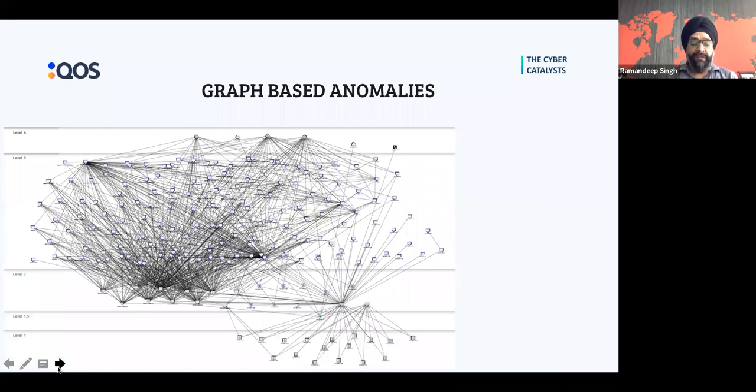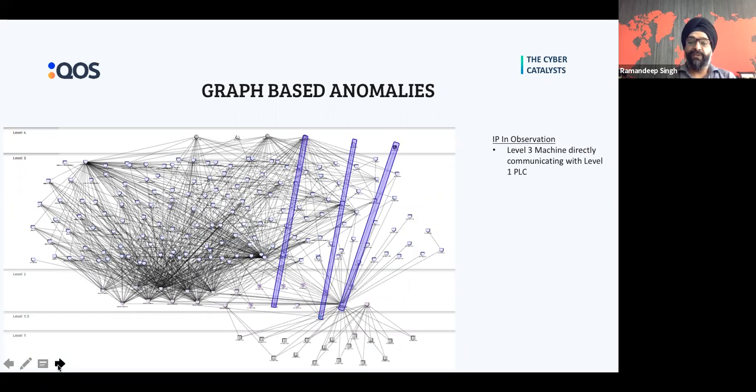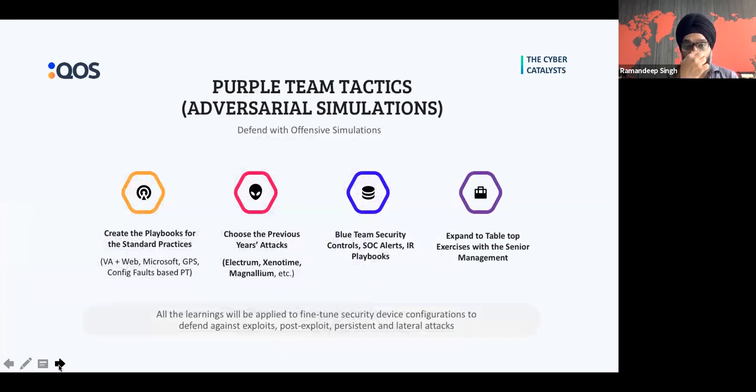Then we get this map in the tool. You'll start seeing, okay, how can a level 3 directly talk to level 1.5 or level 1 or 2 devices without even talking to 2.5? So all this basically becomes your anomaly detection components in your assessments. So once we finish a tool-based assessment, then we move to the actual penetration testing, which we in QoS call purple team tactics.